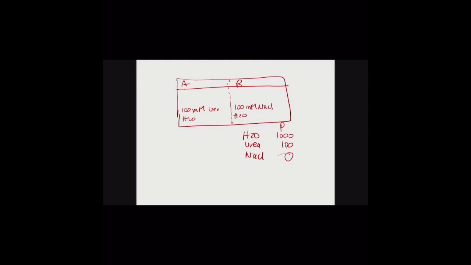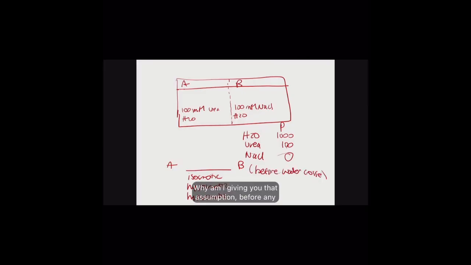Okay? So first thing that I want to ask you is compartment A isosmotic, hyposmotic, or hyperosmotic to compartment B. And I want to tell you that is before water crosses, before any water crosses. Why am I giving you that assumption, before any water crosses?